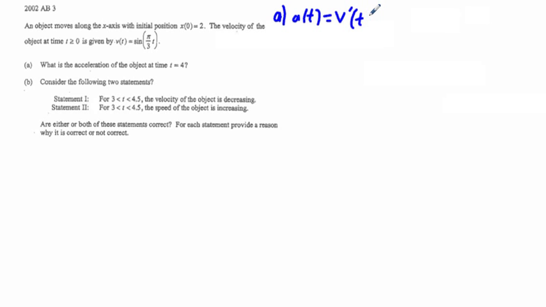So we take the first derivative of velocity, and let's go about that. We have sine of pi over 3 times t. So let's go ahead and take the first derivative, which is going to be cosine. The derivative of sine is cosine. And so we're going to have pi over 3 times t and times the derivative of the inside of the argument. And the inside, pi over 3 times t, is going to be pi over 3.